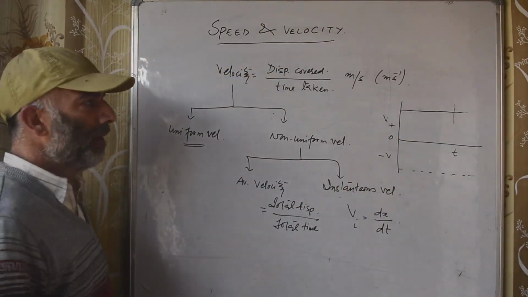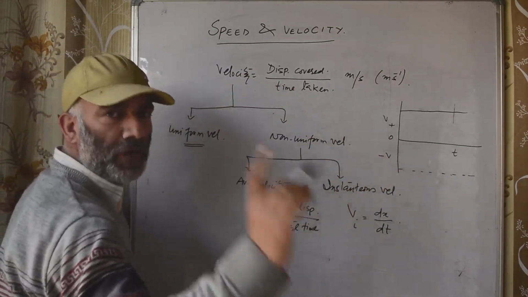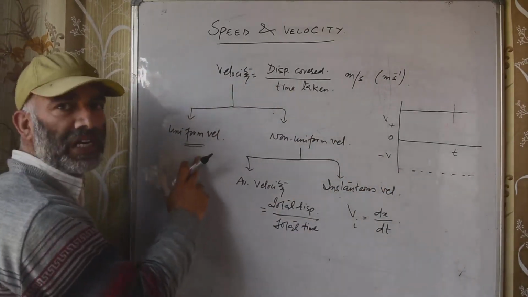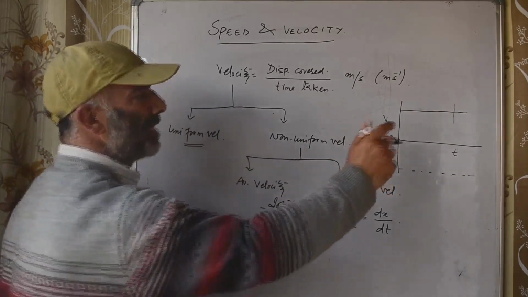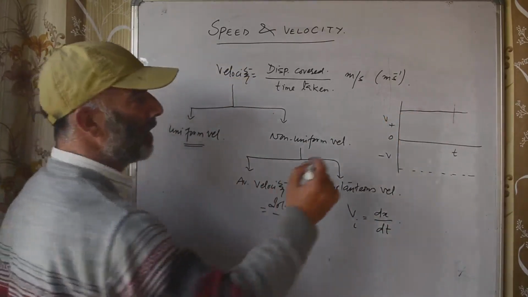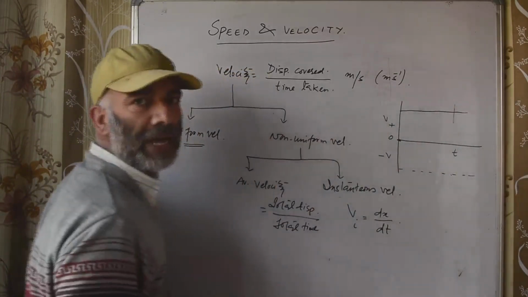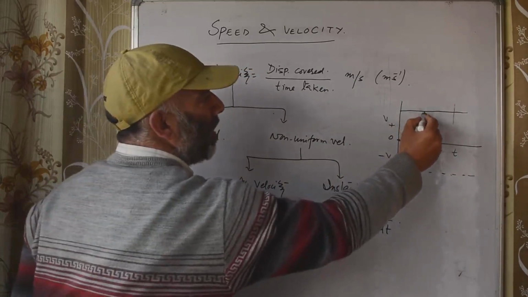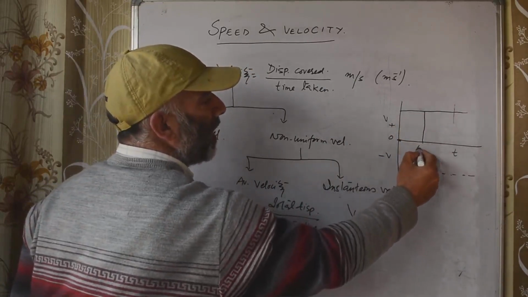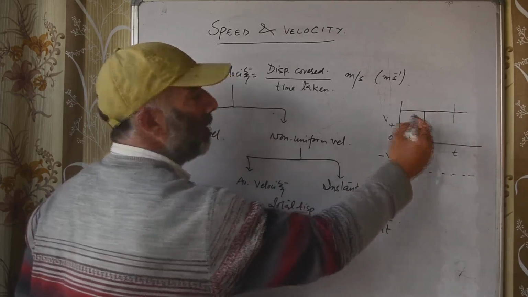Okay. The velocity time graph for uniform motion is a straight line parallel to the time axis. From this graph, what we will get? Suppose the object is in motion from this time to this time. At one interval of time, call it T1, its velocity will be, call it V1.